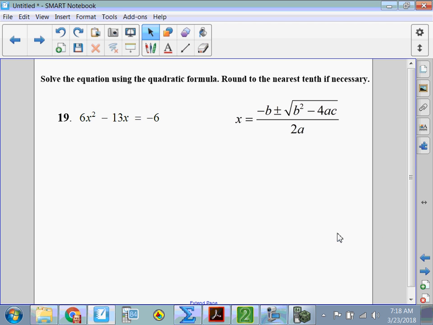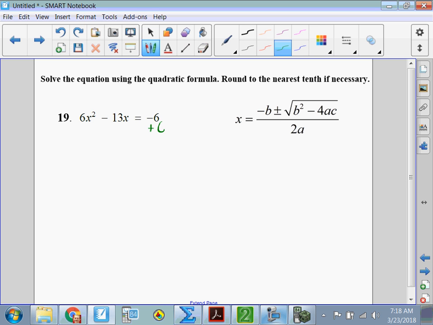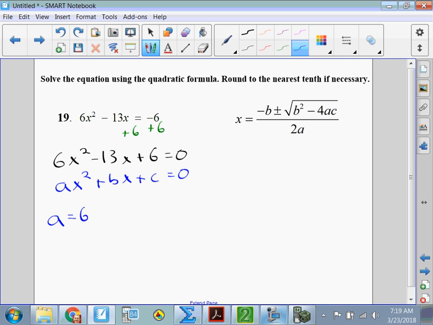Okay, for number 19. Number 19, I can't use the quadratic formula yet because I need to get this equal to 0. So if I add 6 to both sides, I'll have 6x squared minus 13x plus 6 equals 0. We set this up as y equals, or 0 equals ax squared plus bx plus c. And so from here I can tell my a equals 6, my b equals negative 13, my c value equals 6. So a and c are both equal to 6.